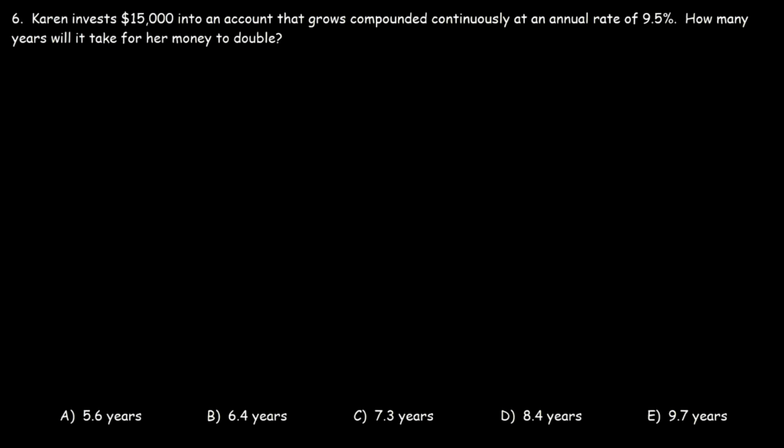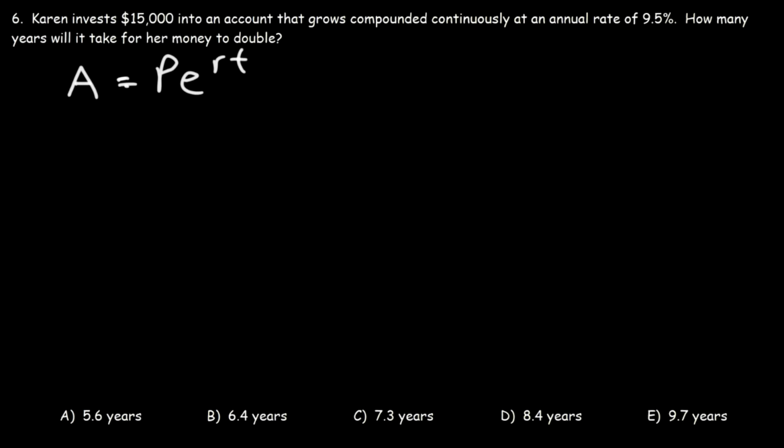Number 6. Karen invests $15,000 into an account that grows compounded continuously at an annual rate of 9.5%. How many years will it take for her money to double? So what formula do we need in this problem? Perhaps you've seen this equation. A is equal to P e raised to the rt.